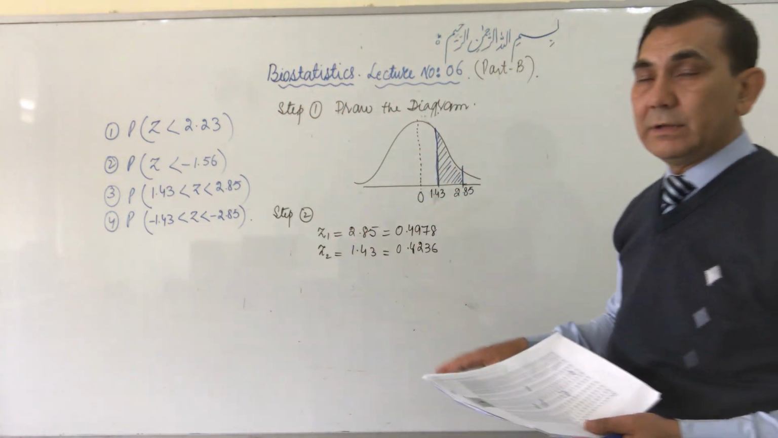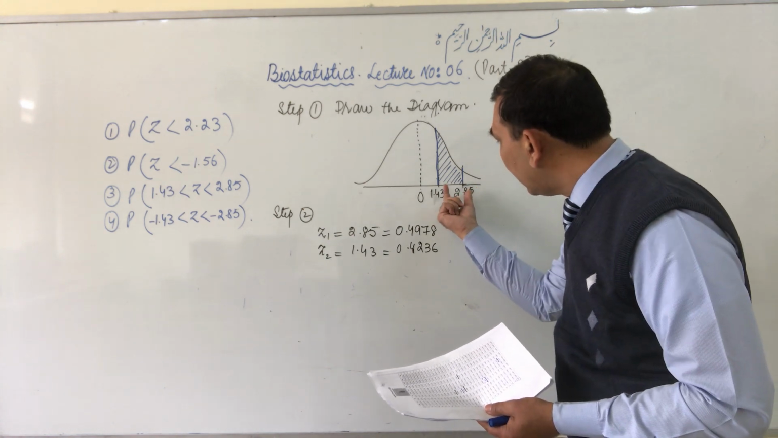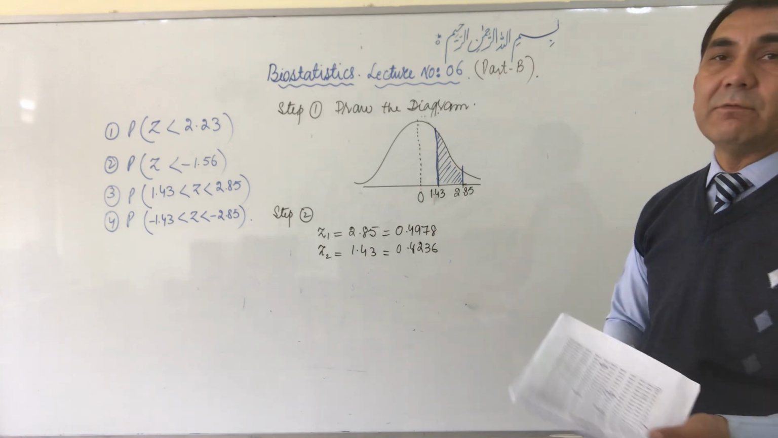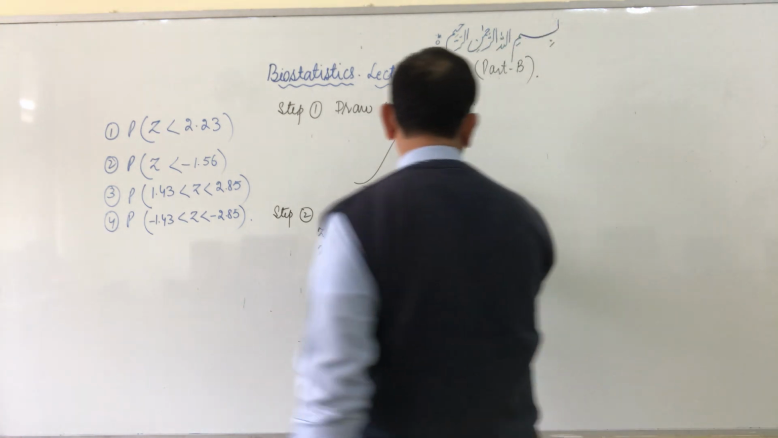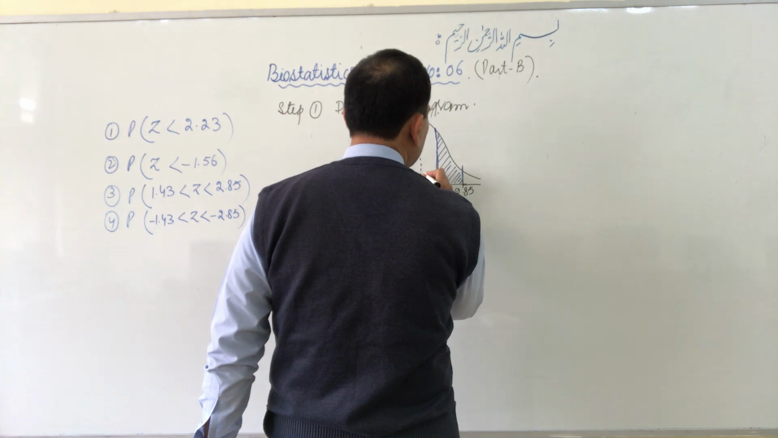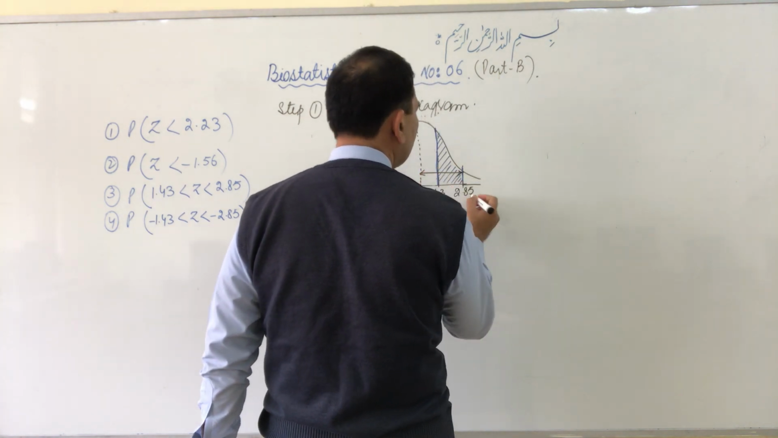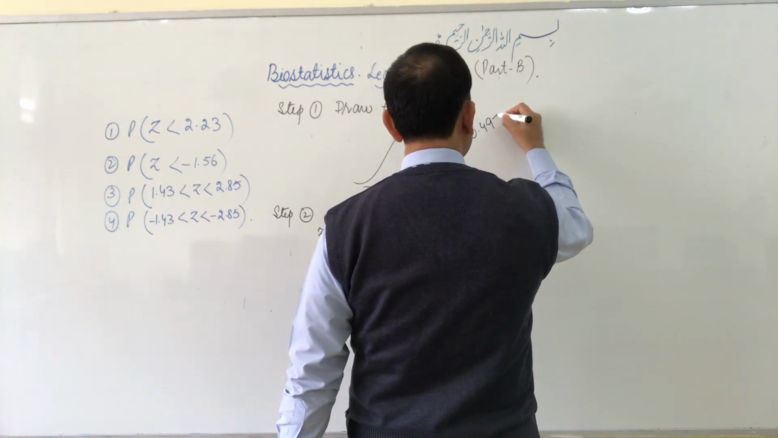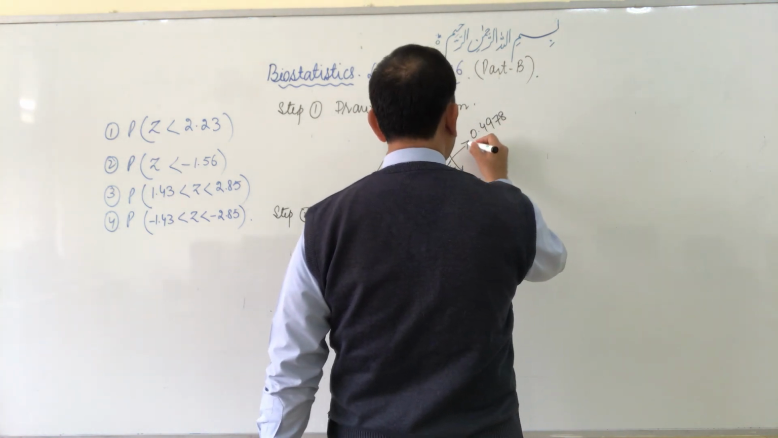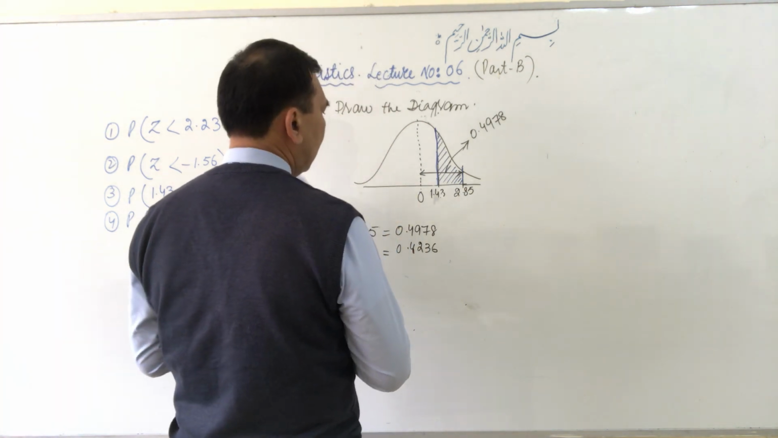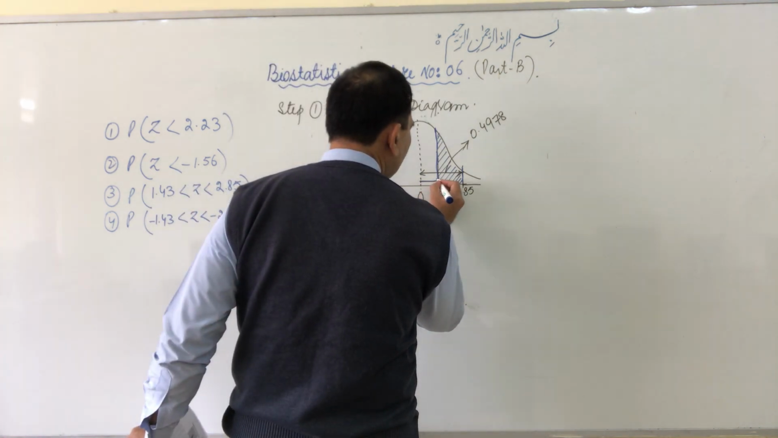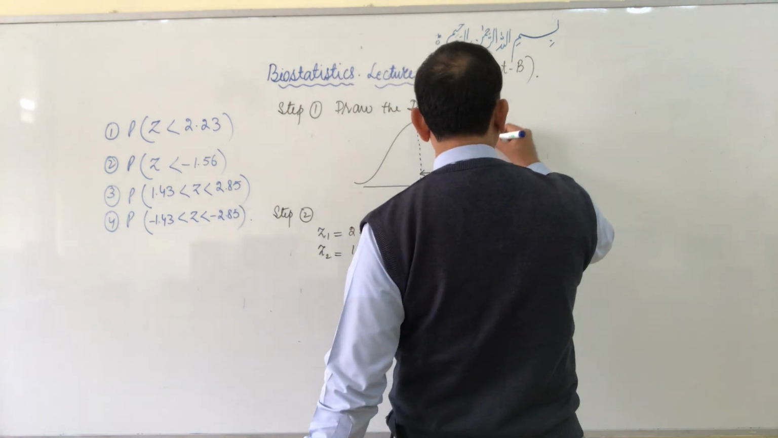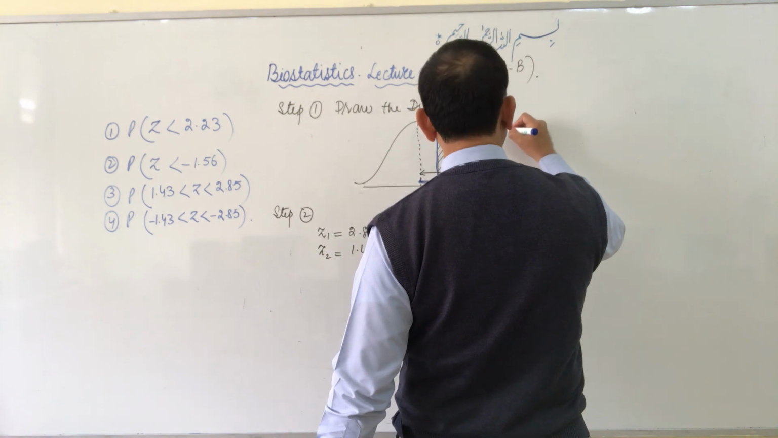Now in the numerical, they are asking what is the probability area between 1.43 to 2.85? This area from 0 to 2.85 is 0.4978. And this area from 0 to 1.43 is 0.4236.